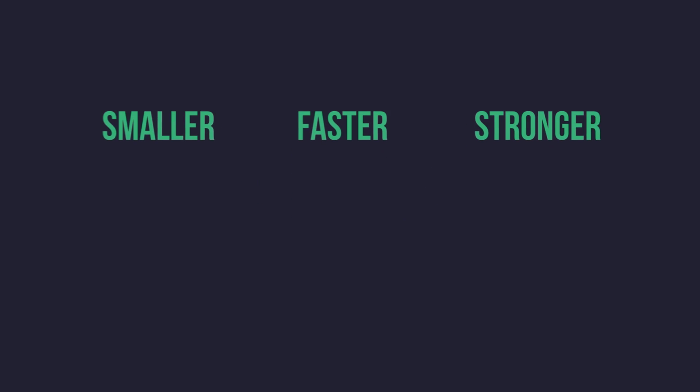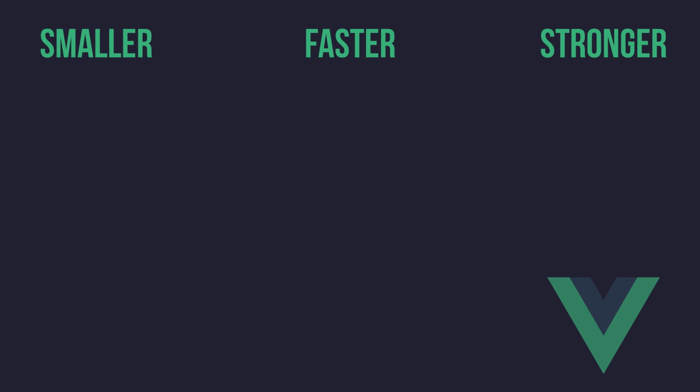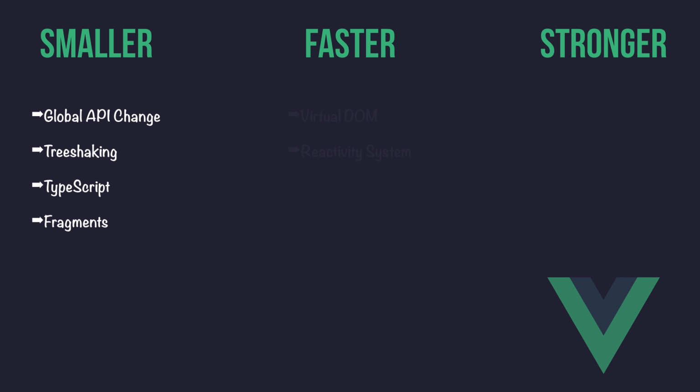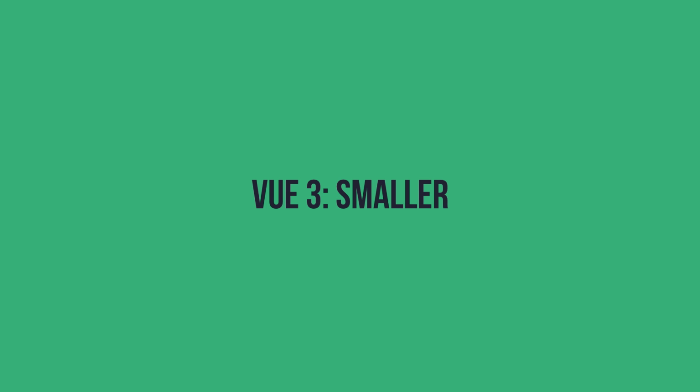And so what I want to do is dive into each of those today, and that's how we're going to talk about some of these new features. When it comes to smaller, we're going to talk about the global API change, tree shaking, TypeScript, and something called Fragments. When it comes to faster, we're going to look at some virtual DOM updates and changes to the reactivity system. And finally, when it comes to stronger, we're going to talk about the composition API.